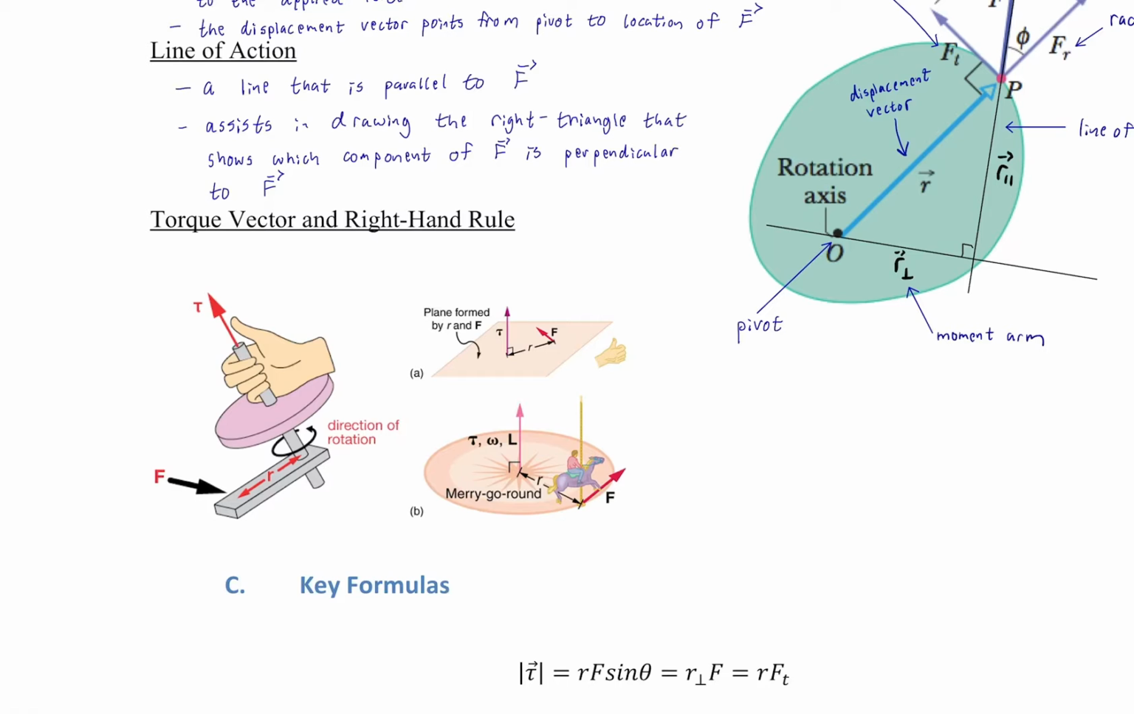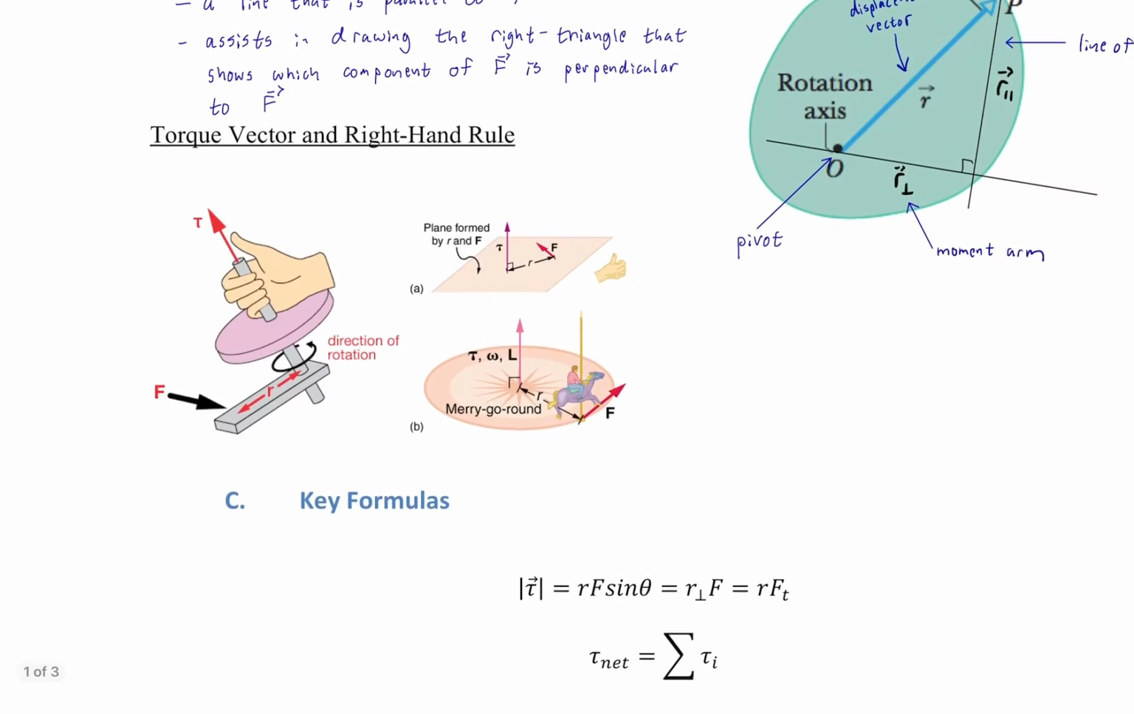One way it's often described is that you curl your fingers in the direction that the force is pointing. So you have your fingers pointing in the direction of R, and then you curl them towards F. As you do that, naturally your thumb will point in the direction of torque. So it's the same idea, but a slightly different way of thinking about what you're doing with your hand. And this is just showing it again.